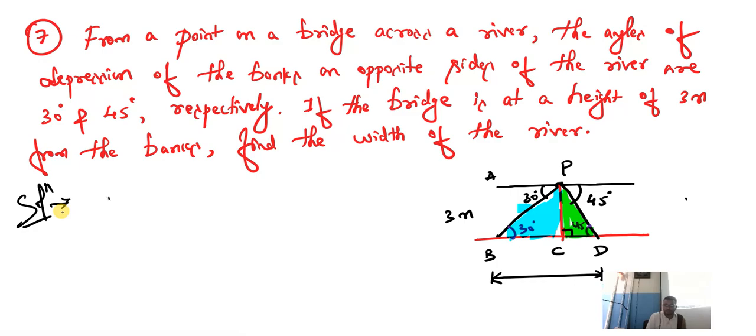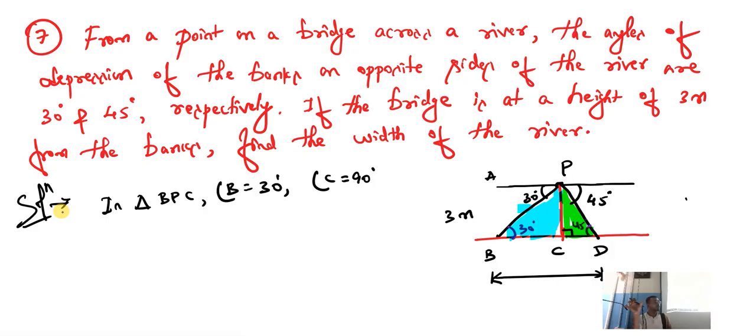Now, can we take the first triangle? In triangle BPC, we know angle B is 30 degrees and angle C is 90 degrees, according to figure 1. That is the first side, which I have shaded in sky blue. According to that angle, the opposite side is PC. We have to find the adjacent side, which is BC.